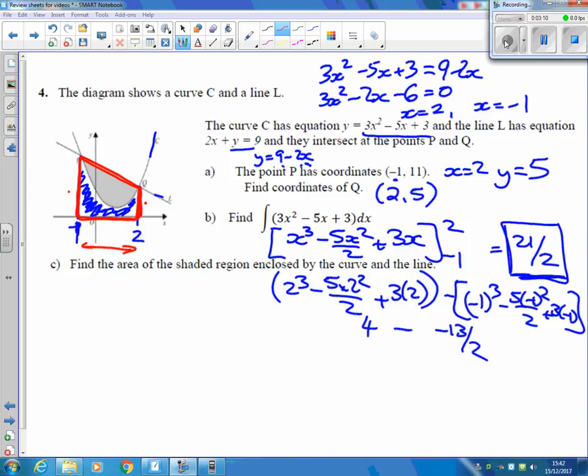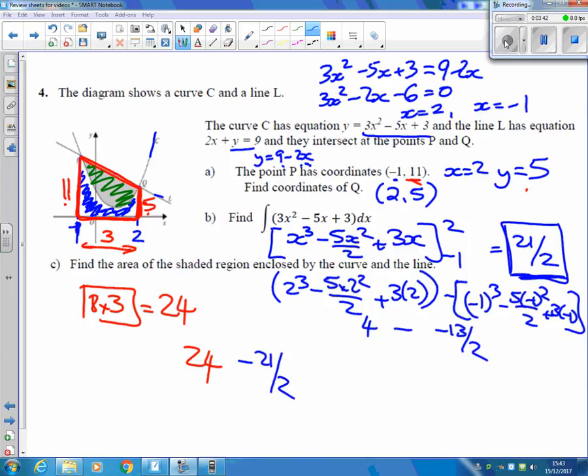So Q, we know the height of Q, we found it earlier, that's 5. We were told the height there was 11, and the distance between them is 3. So half the sum of the parallel lines, that's 16, 16 halved is 8, times the distance between them is 3. So that's the way you find the area of a trapezium. Finally, the area we want, this bit here, that's equal to the 24, take away the 10.5, and 24 take away 10.5 is the 27 over 2, or 13.5 for the area of the bit you wanted.